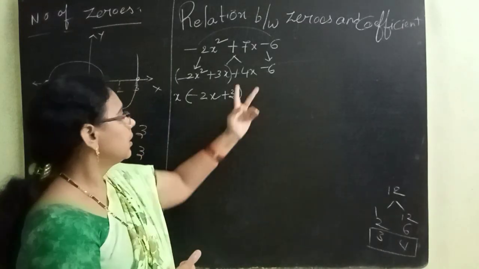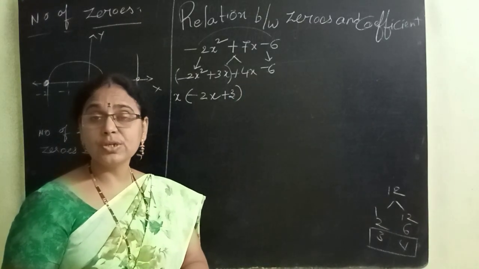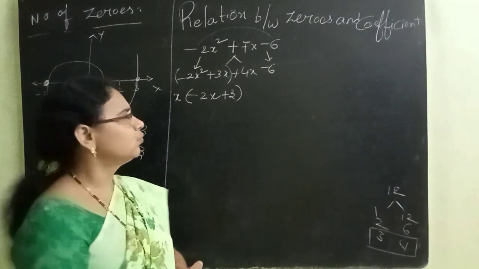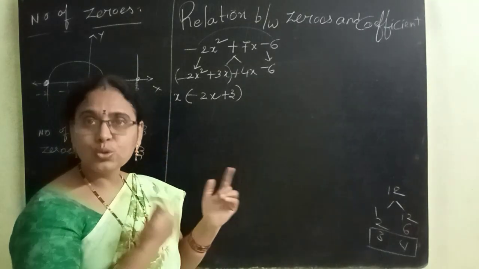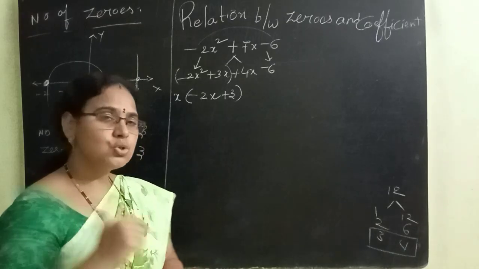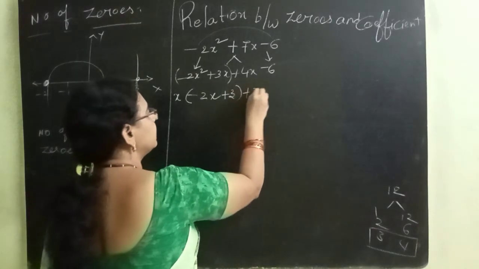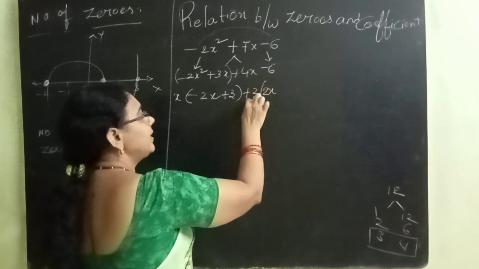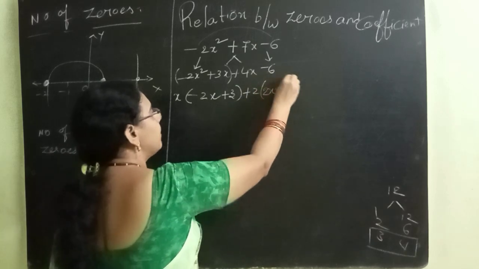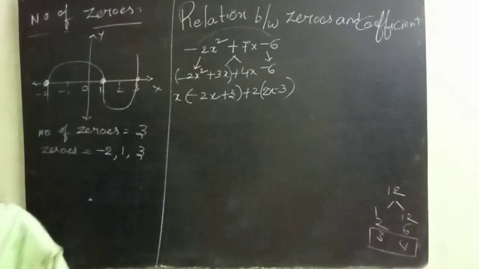Plus 3. Come to the last two terms. Did you observe any common factors? 4 and 6. By saying that, I hope you got it. The 2 table has these two numbers. So 2 can be taken as a common factor. How many times of 2 do you get 4? 2. How many times of 2 do you get 6? 3. Minus 3. Minus 6.